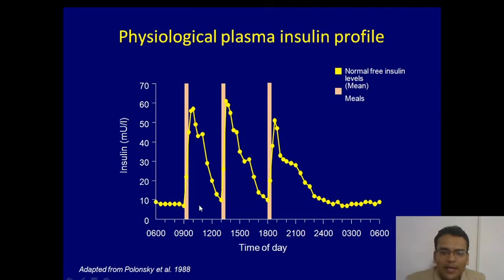So when we try to mimic this physiological regimen in persons with type 1 diabetes, we need to give a basal insulin which could provide a 24-hour coverage, and we want to add prandial shots before each meal. So you have a basal insulin which needs to be administered either once or twice in a day, and then you have short acting prandial insulin which needs to be administered thrice in a day.